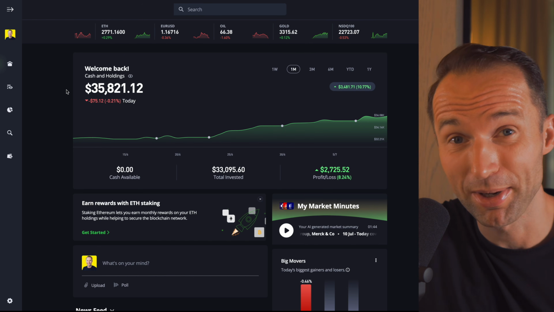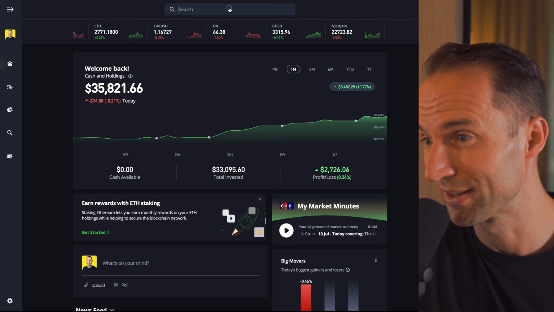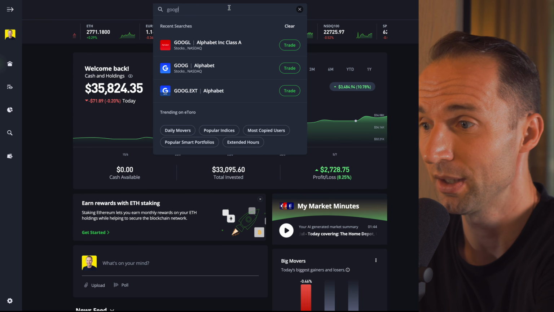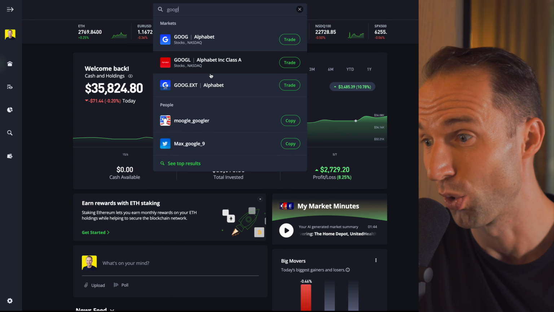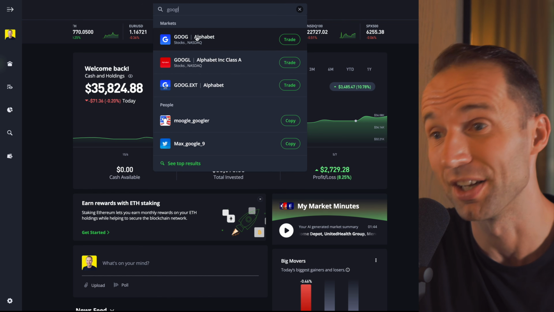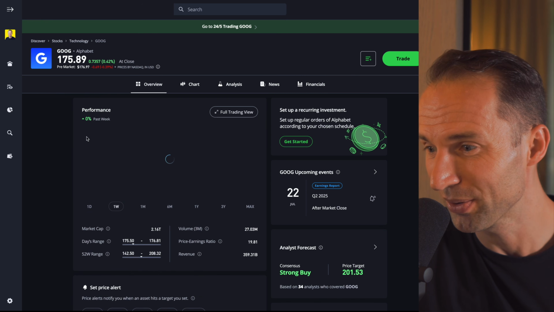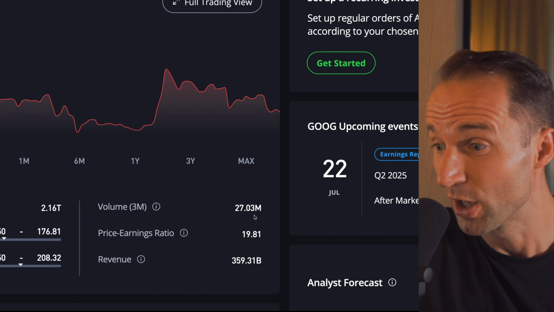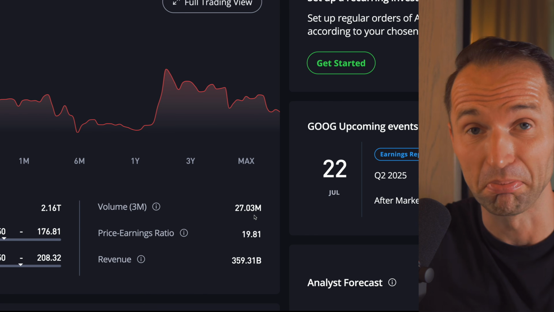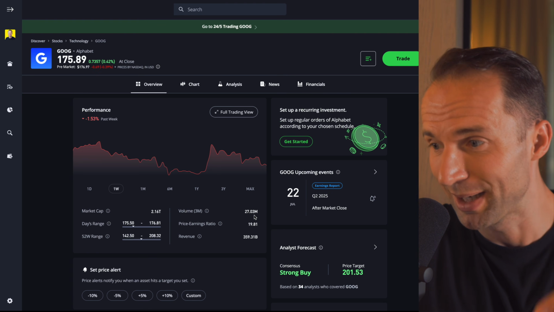Jumping over to eToro, where I'm actually currently buying right now my Alphabet holdings. So go over here and type Google. And then once again, you have the two options over here, GOOGL and GOOG. Let's start off with the Google one without voting rights. So if I go into here, you will see the volume is 27 million. Now, that may not tell you a lot. Just keep that number in mind.